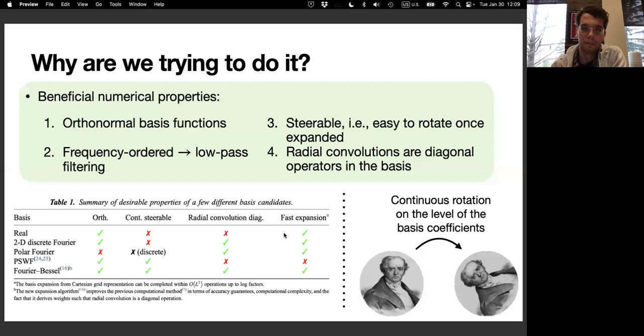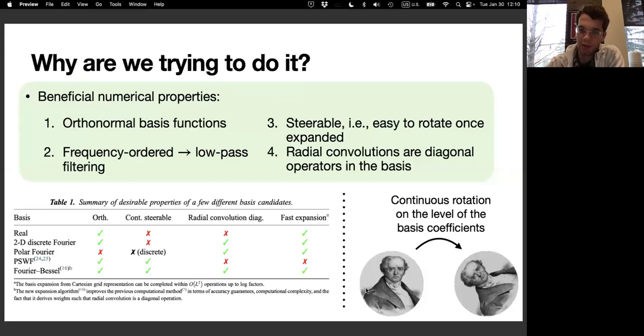Okay. So that's two of these nice properties, but then there are more. One that's going to be important for our application later is that these basis functions are steerable, meaning that it's very easy to rotate images once you've expanded them. So I tried to illustrate it here.